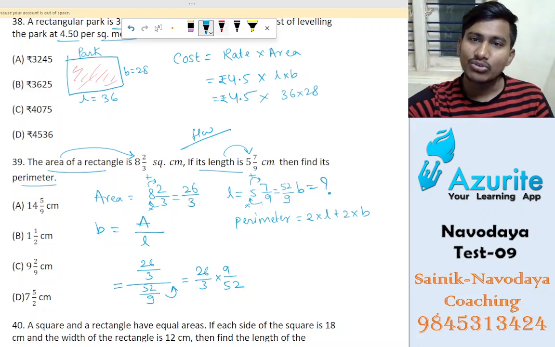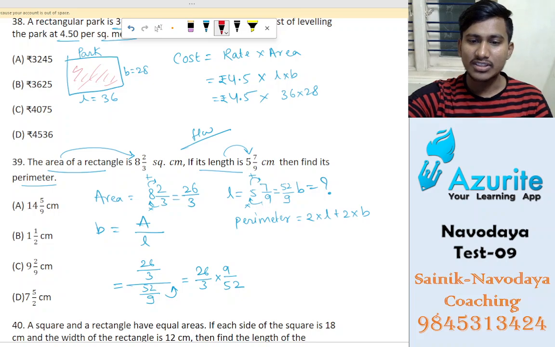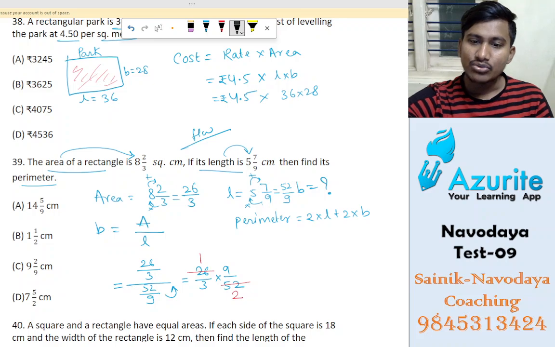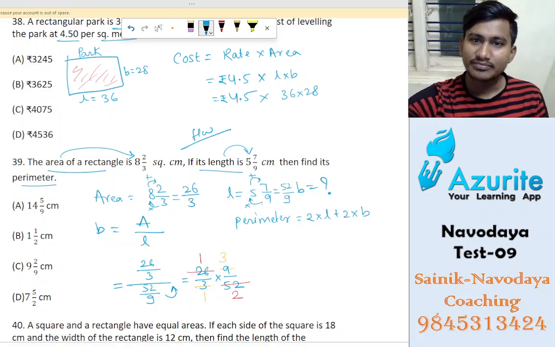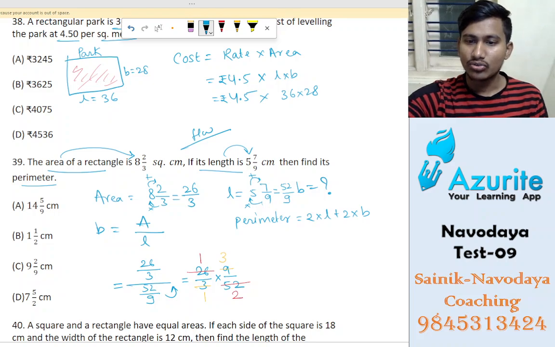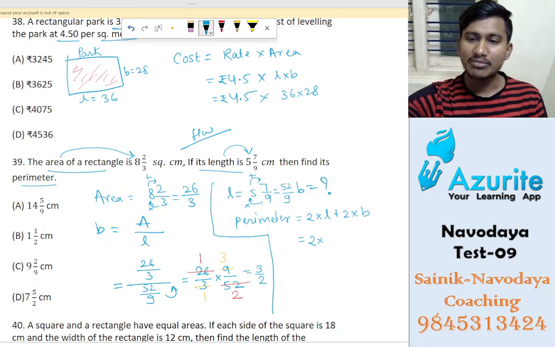Okay, so now we have to cancel it out. Which can we cancel? Cross cancellation. Yes, 26 ones are 26, 26 twos are 52. So 3 how many is 9? 3 ones are 3, 3 threes are 9. So remaining is how much? Yes, 1 by 1, 3 by 2. 3 by 2. Now we have to find the perimeter, right? Yes, let's find the perimeter now. So how do you find the perimeter? 2 times length. 2 times length means length is how much?